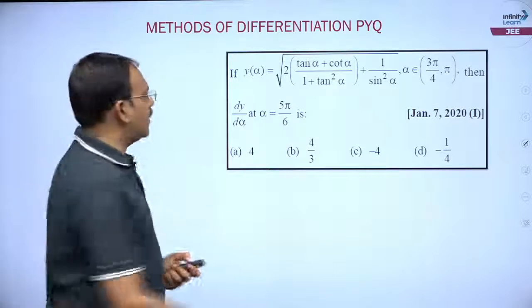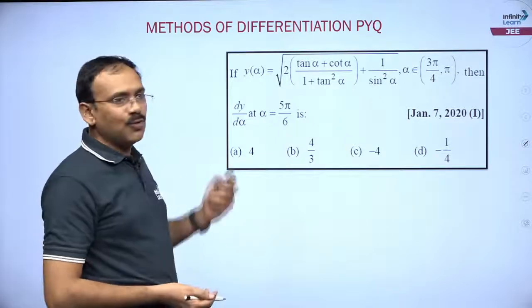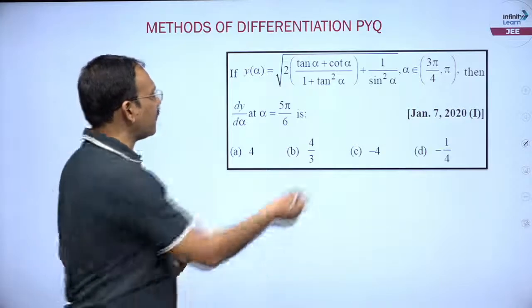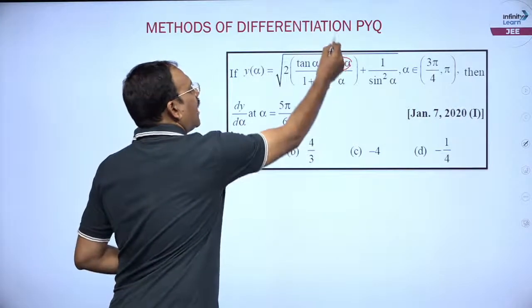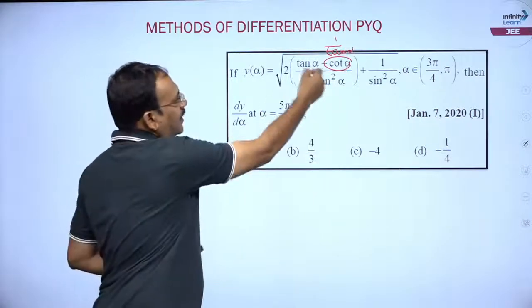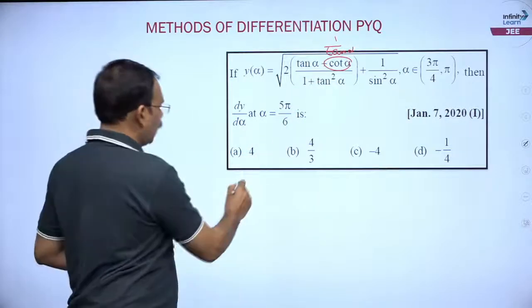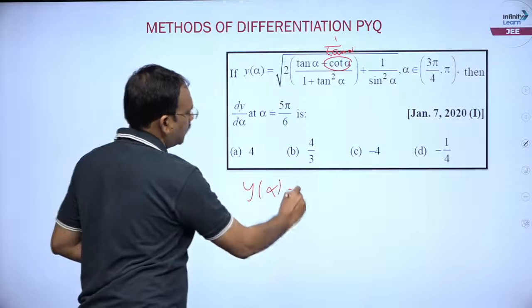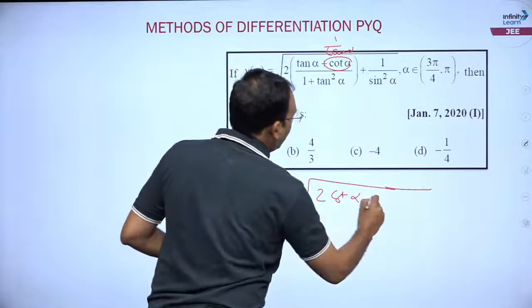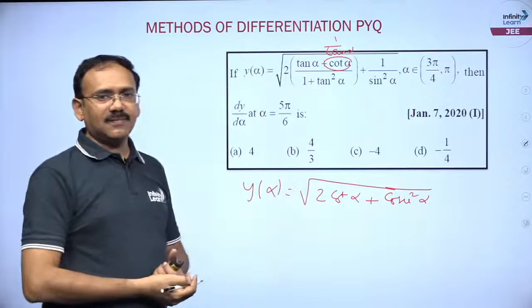Coming to this, right dear students, 1 plus tan square alpha is there. I think by this time you know how to solve this, right? You might have got the idea, right? How? You just write cot alpha as 1 by tan alpha. So what will you get, friends? 1 plus tan square alpha by tan alpha, this 1 plus tan square alpha got cancelled. So y of alpha you will get square root of 2 cot alpha plus cosecant square alpha. That is the thing, friends.